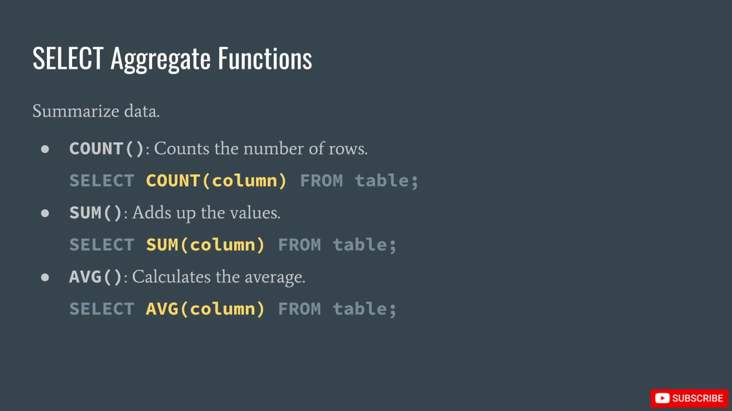Aggregate functions help us summarize and analyze data efficiently. 3 commonly used functions are count, sum, and AVG. Count is used to count the number of rows in a column. Sum adds up all values in a numeric column, and AVG gives the average value of a numeric column.